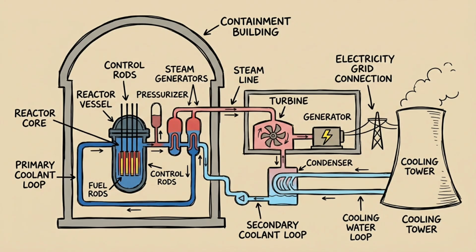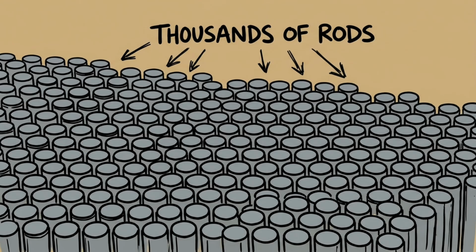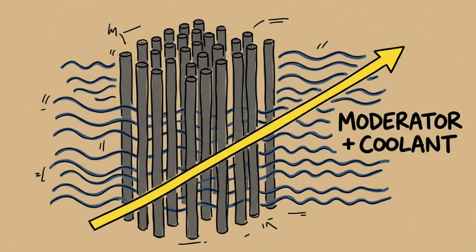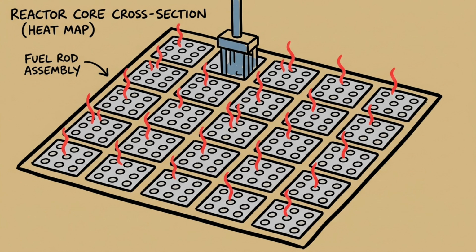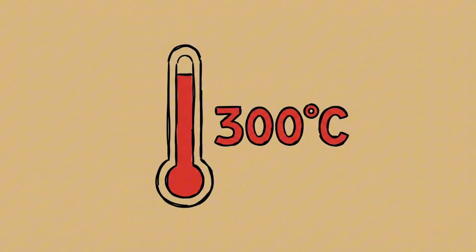Now, picture the full setup. Deep inside the reactor core sit thousands of uranium fuel rods, arranged in a tightly packed grid. Around them flows water, acting as both moderator and coolant. As the chain reaction proceeds, that water heats up dramatically, reaching temperatures over 300 degrees Celsius.